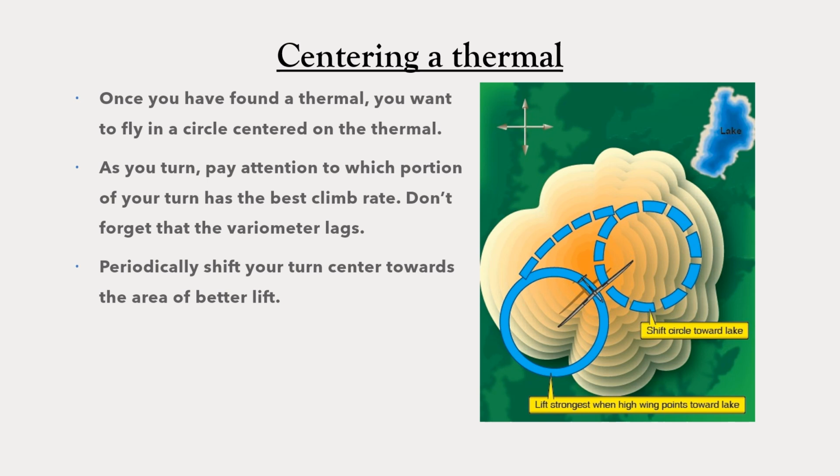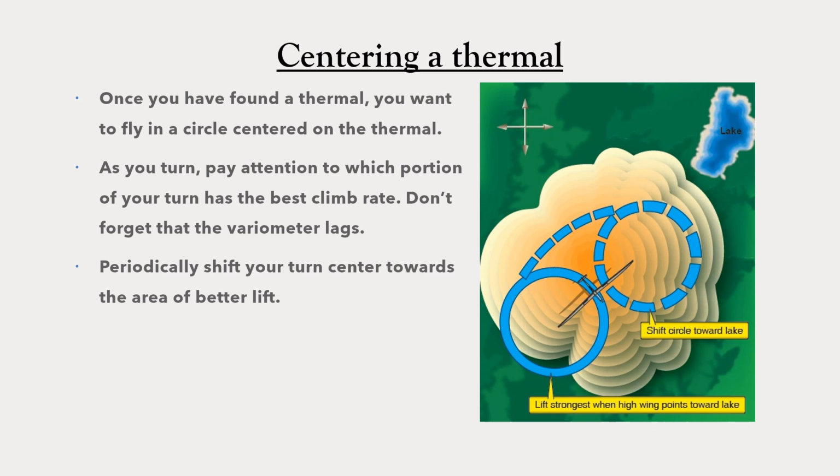Then the next thing to do is to shift the center of your circle. There are a couple of ways to do that. One is you just wait until you're in the part of your circle where you're pointed in the direction that you want to shift towards. Level the wings, wait a few seconds, and then start circling again. In this example, they overcorrected and went to the other side of the center.